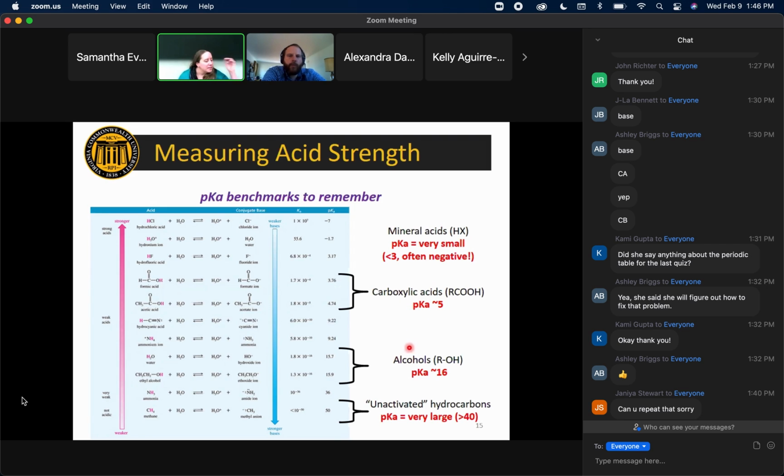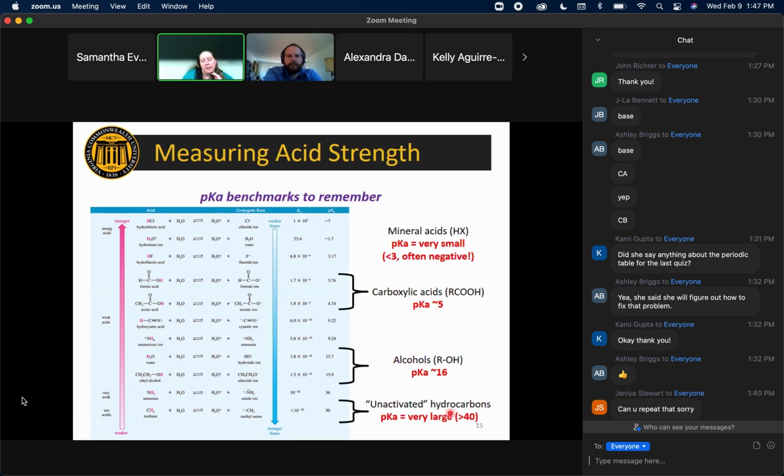Now, on the opposite end of the spectrum, mineral acids, which you know and love, like HCl and HBr, have very small pKa's. Sometimes they're negative, right? Because they're very strong acids. The X part of a mineral acid is usually something very electronegative, like chloride or fluoride, that can handle stabilizing that negative charge because of the electronegativity inherent in it.